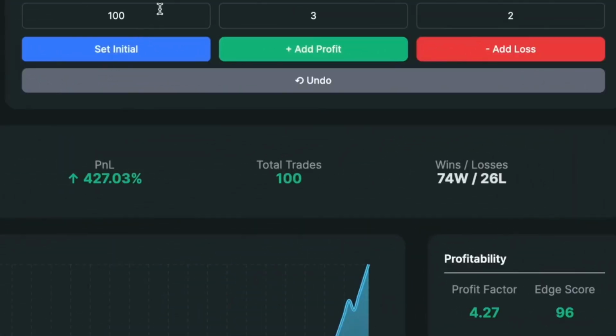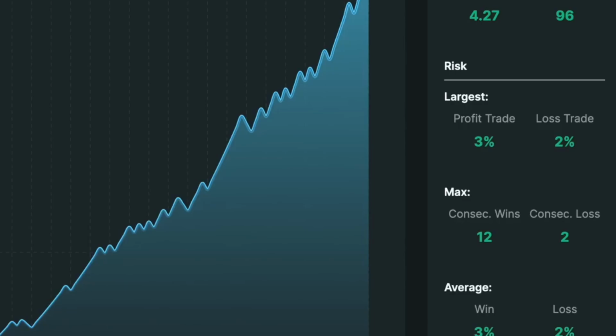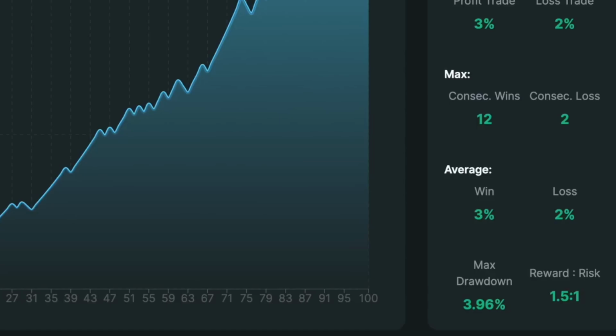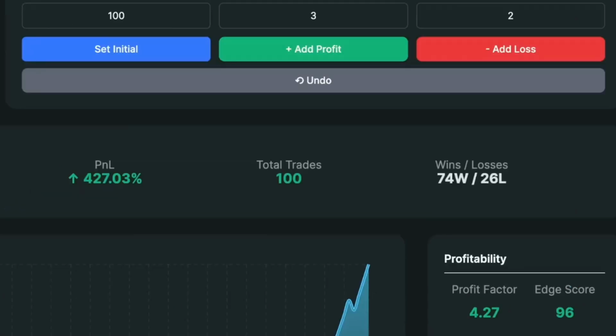After backtesting, I set my initial account size to $100, risking 2% per trade to make 3%. The win rate was 74%, which is outstanding for a 5-minute time frame. Over 5 months, the account grew by 427%, with a profit factor of 4.27, 12 consecutive wins, and just 2 consecutive losses. I'm thrilled with these results and give this strategy a 9 out of 10. It's definitely worth backtesting on different markets and time frames. Remember, each backtest is unique, so don't base your decisions solely on this.